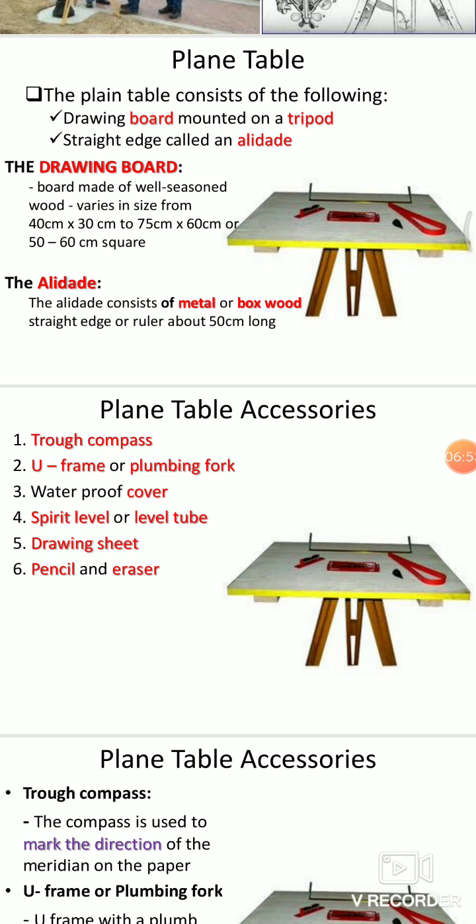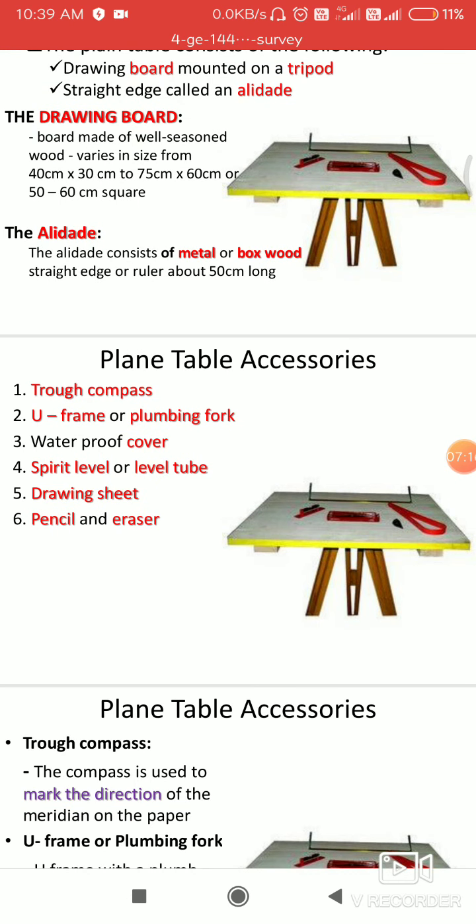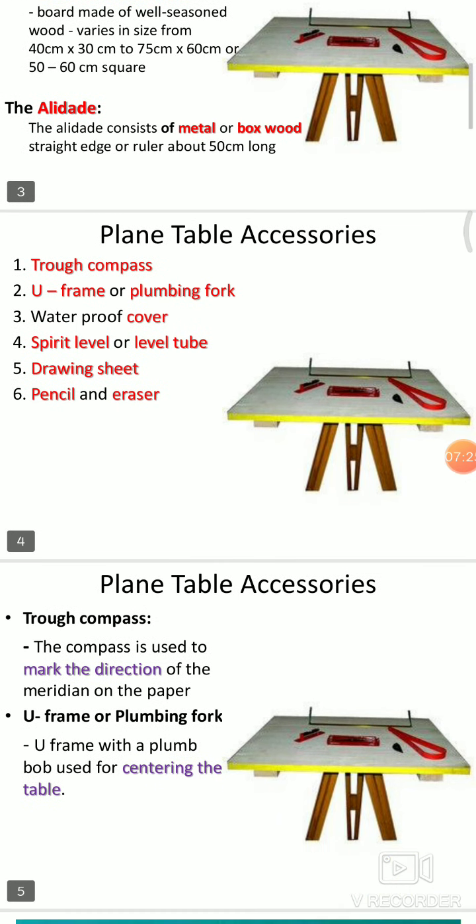It has two edges, a straight edge and a ruler edge. The ruler edge means one side of this edge is marked with length, and one side of this edge is not marked. So the next accessories are a trough compass, U-frame with plumbing fork, waterproof cover, spirit level or level tube, drawing sheet, pencil and eraser.